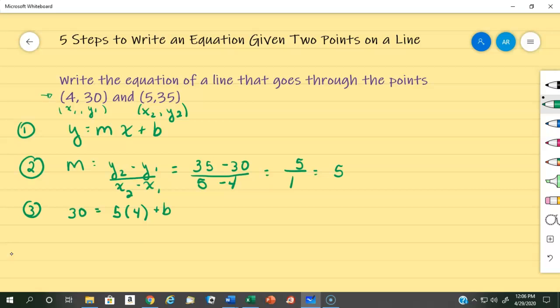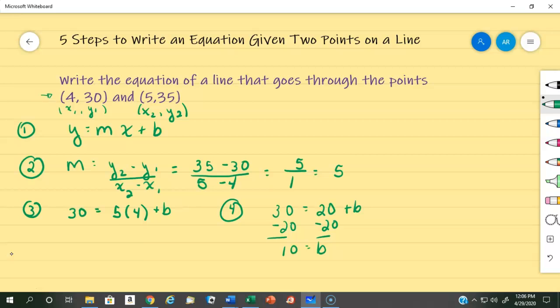My fourth step is to solve this for b. So 30 equals 5 times 4, which is 20, plus b, and then I'm going to subtract 20 from both sides. Golden rule: whatever I do to one side, do to the other. And I'm left with 10 equals b.